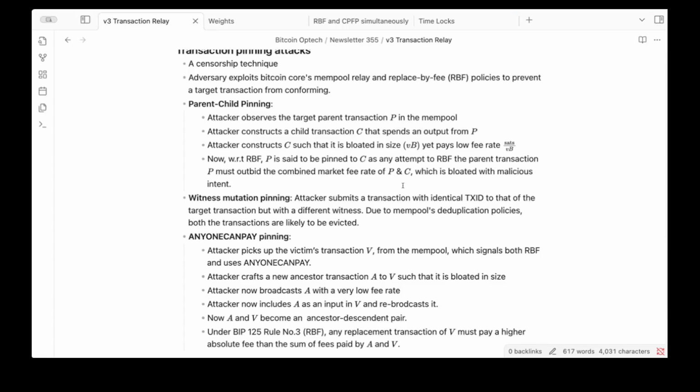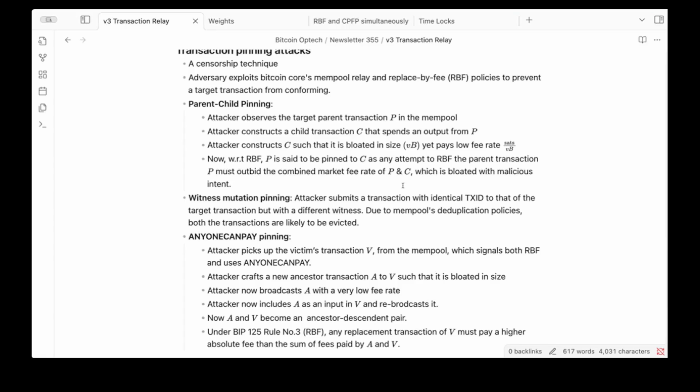He wants to make it prohibitively expensive for the parent transaction to be mined. So the attacker constructs a child transaction that spends an output from the parent, but he does it in such a fashion that the child is bloated in size and pays a very low fee rate. He constructs this child transaction and then broadcasts it.